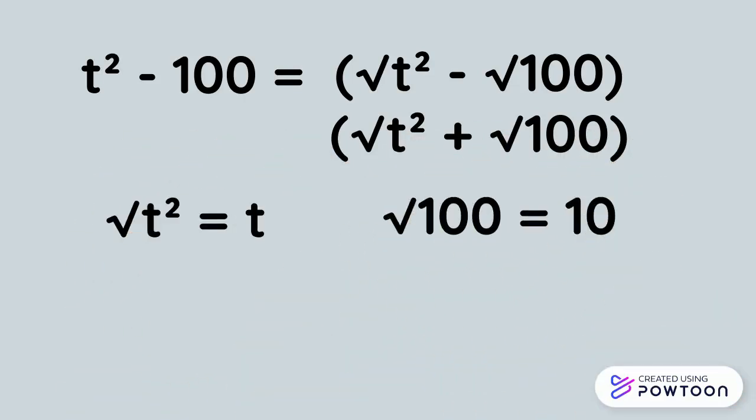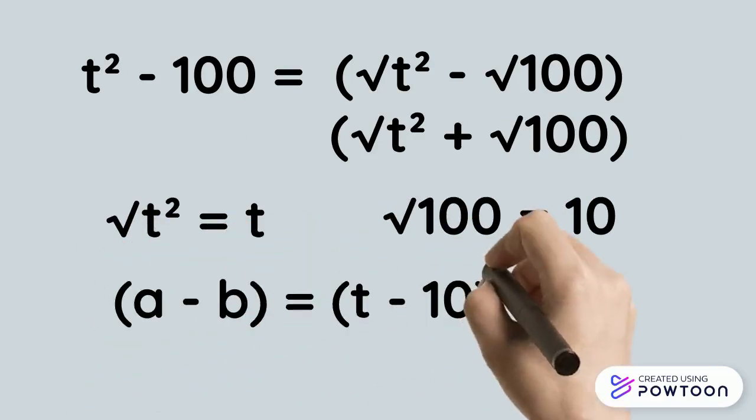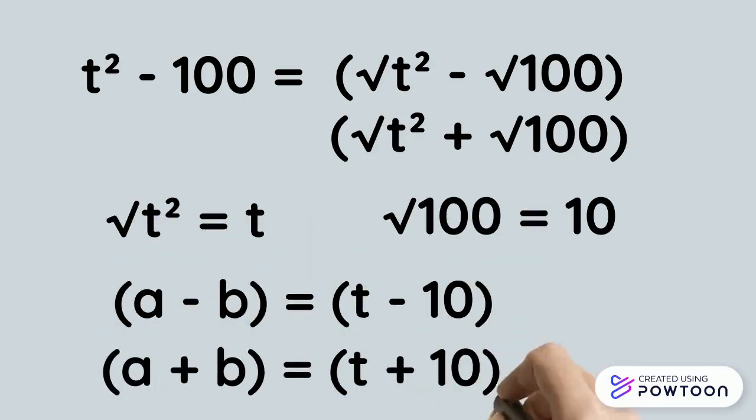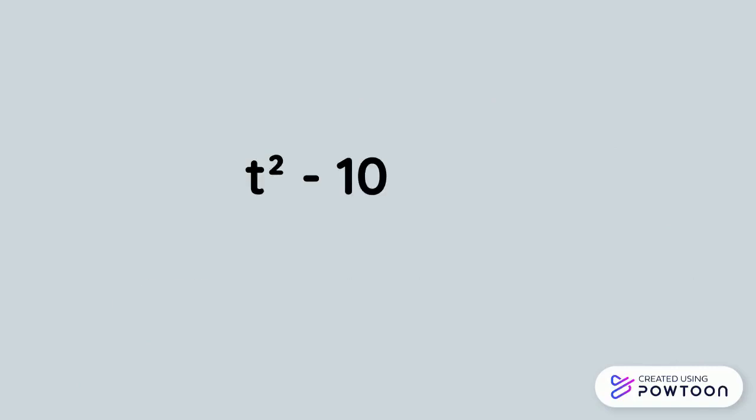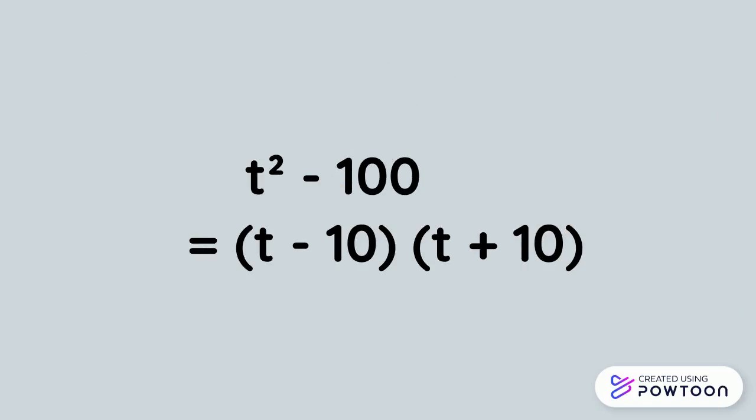That would mean that a minus b would be t minus 10, and a plus b would be t plus 10. Therefore, the equation t squared minus 100 would be equal to t minus 10 times t plus 10.